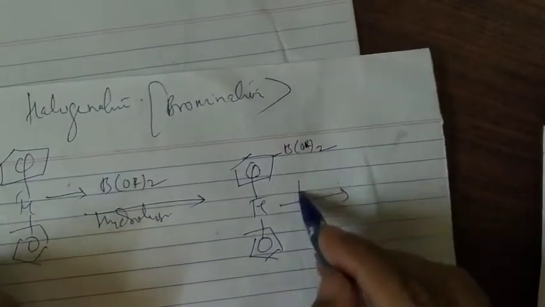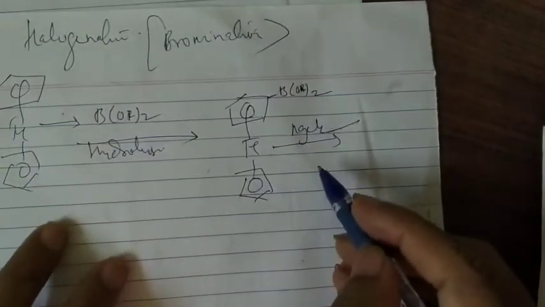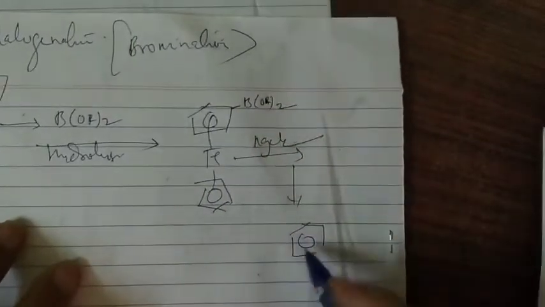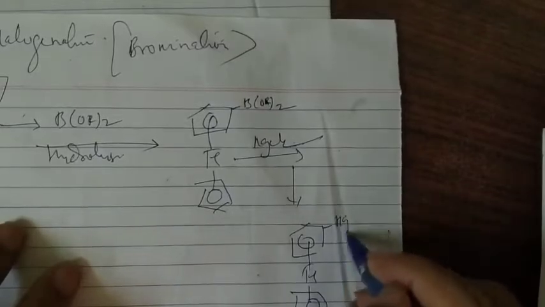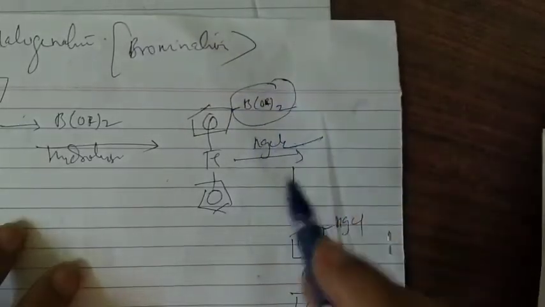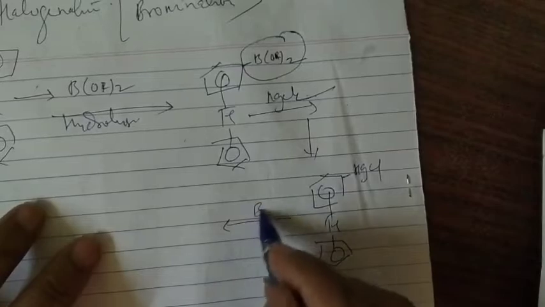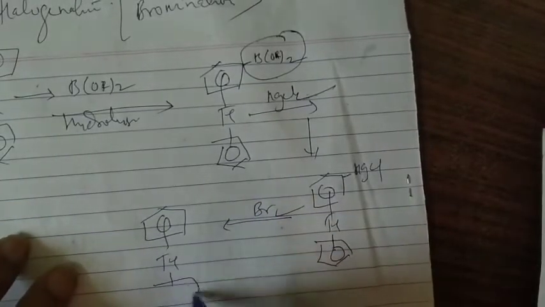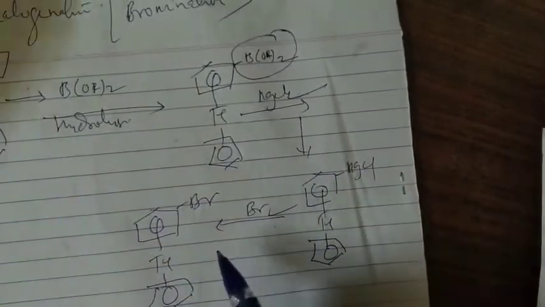Then this is treated with HgCl2. When you treat this with HgCl2, what am I going to get? I am going to get this compound. So this part, the boron group, has been removed, and we get HgCl here. Now what I am going to do is treat with bromine. When I treat this with bromine, I am going to get this compound. This is how the bromination works.